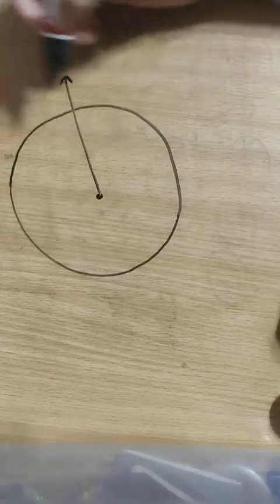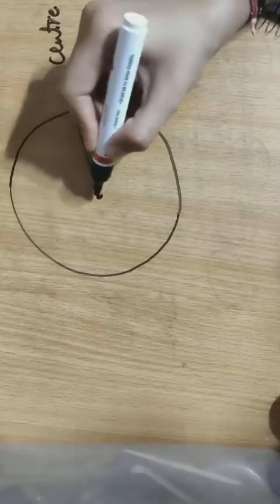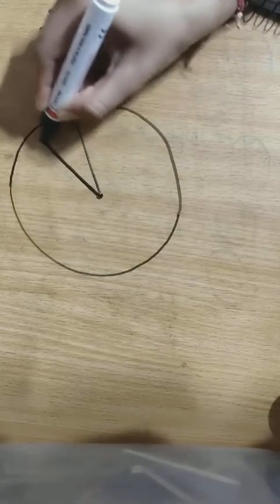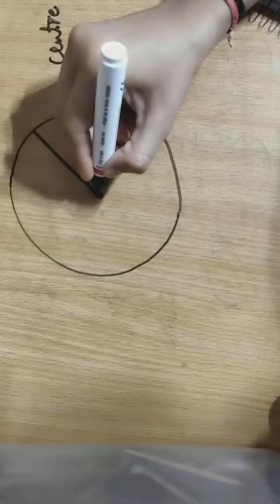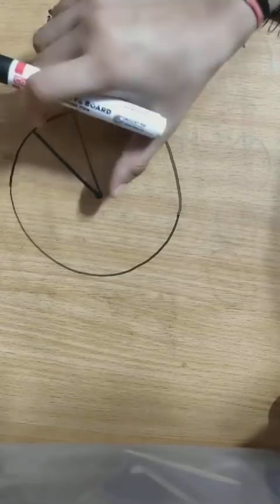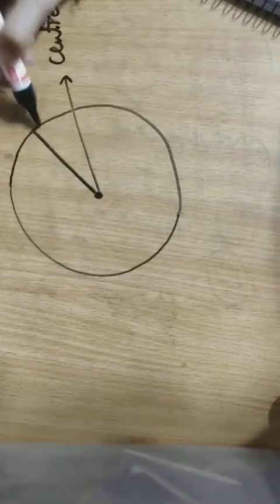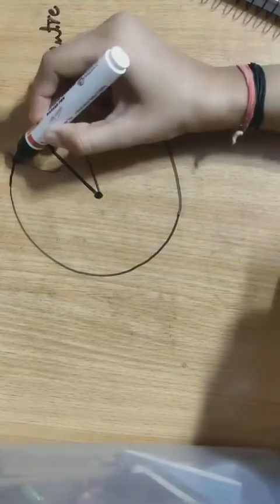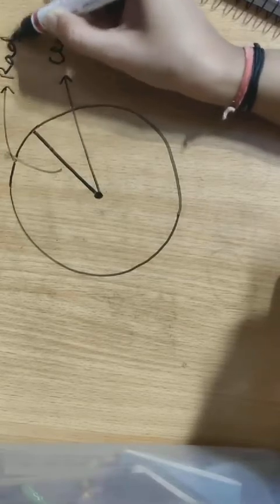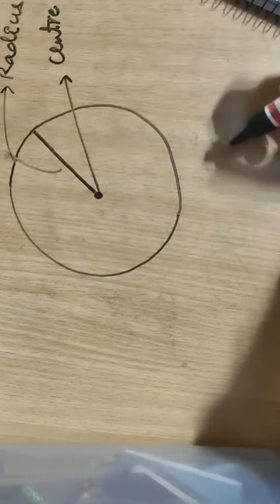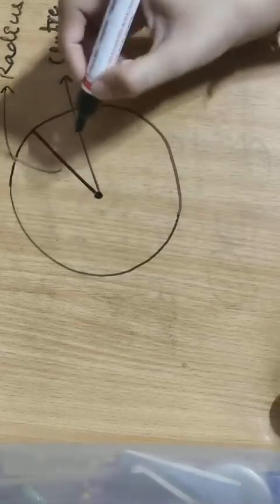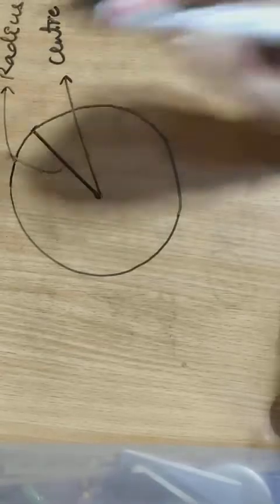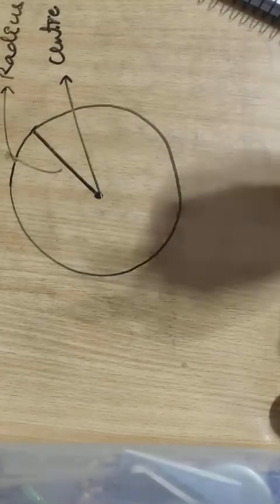So when we have seen, if there is a line joining the center of the circle to the boundary of the circle, this line which joins the center of the circle to the boundary of the circle is known as radius. It is known as radius of the circle. Okay, line joining the center of the circle to the boundary of the circle is radius of the circle.